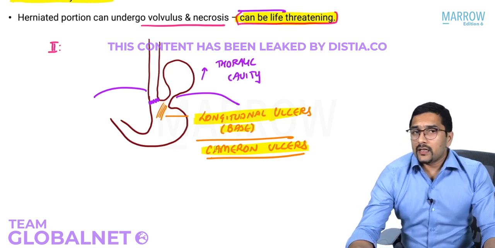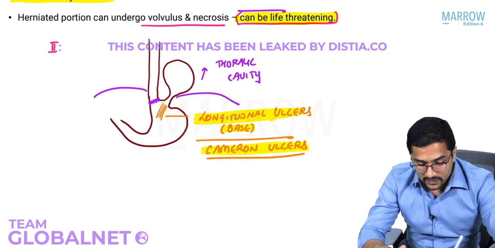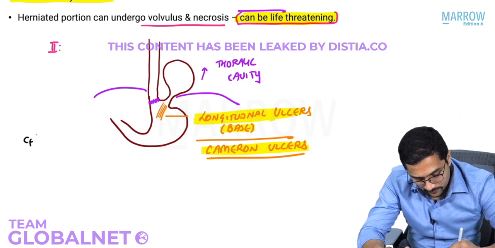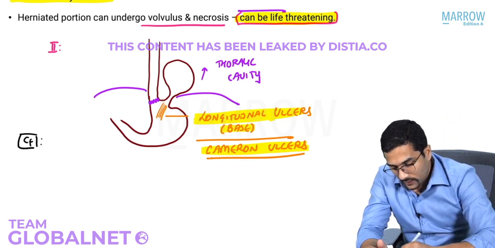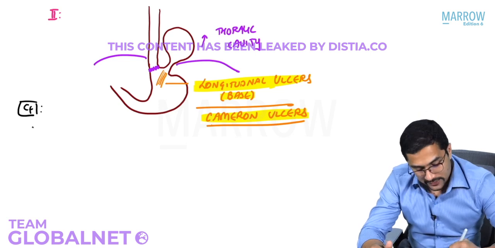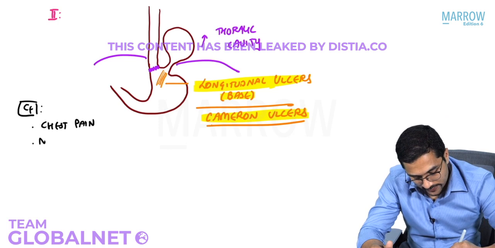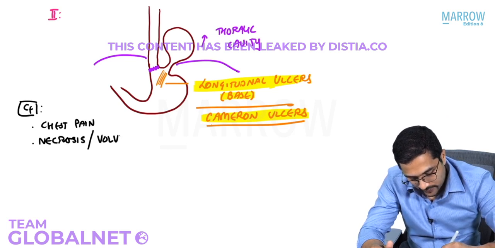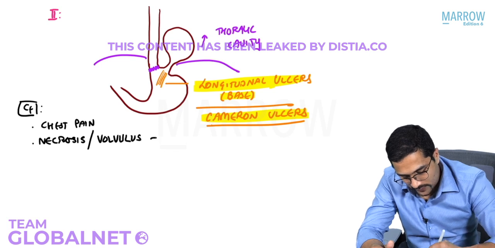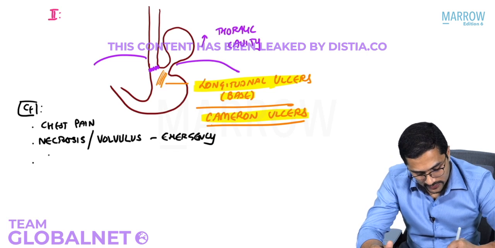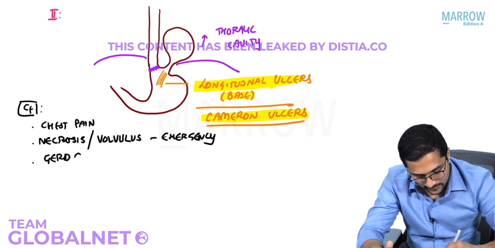Now, rolling hiatal hernia patients. So I told you what will be the clinical features of rolling hiatal hernia patients. These patients can come with chest pain. If there is necrosis or volvulus, it will be an emergency. And GERD can occur, but it is rare.